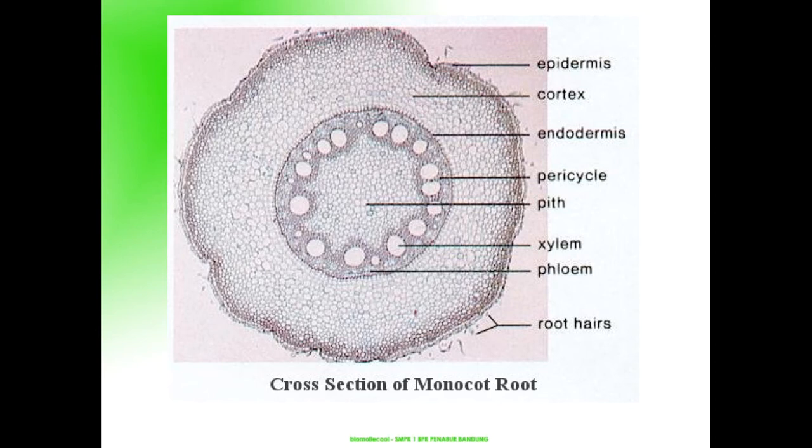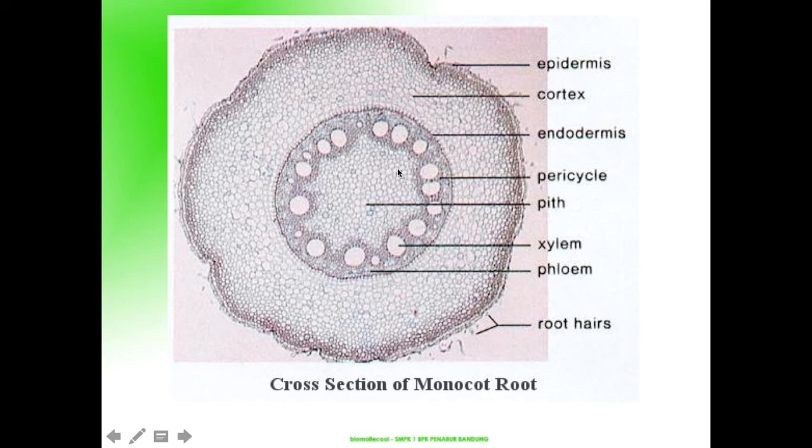Just for you to understand, commonly if you look at the cross section of both root and stem, you will notice that xylem are usually larger and located deeper, while phloem are usually smaller and located outer. Again, xylem bigger, deeper; phloem smaller, outer. Hopefully that will help you to remember them.